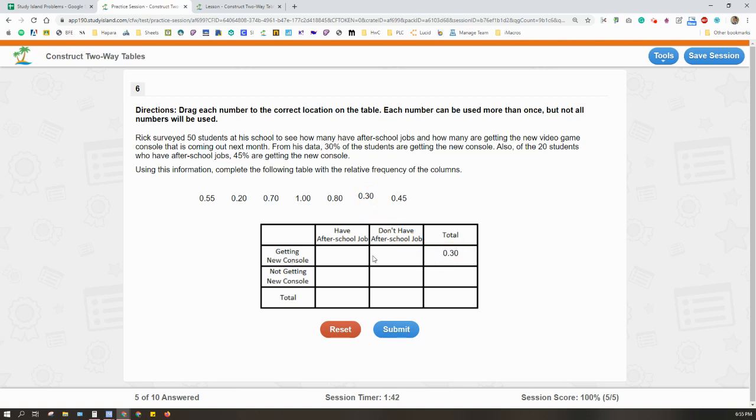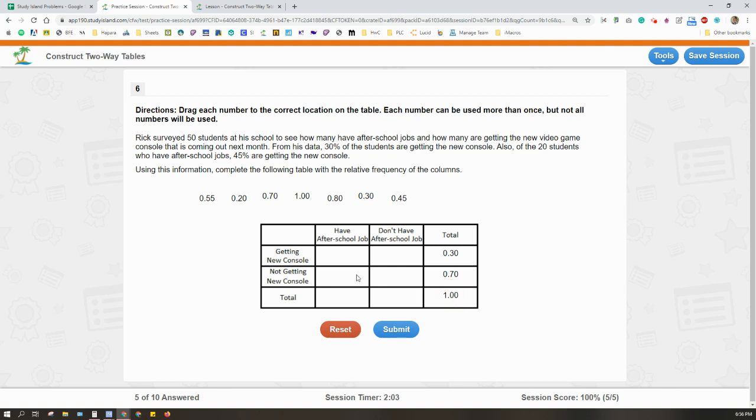Now, if 30% are getting the new console, that means 70%, or 0.70, are not. So the 0.7 must go there. And the total of 30% and 70% must be 100%. 0.3 and 0.7 is 1.0. So there is 1.0 for there.